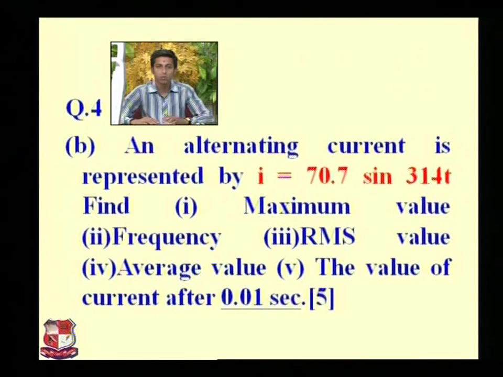Here the alternating quantity is given in the data, which is I equal to 70.7 sin 314t. From this one equation of current we have to derive 5 quantities: maximum value, frequency, RMS value, average value, and value of current at the given time of 0.01 second. 5 quantities and 5 marks. Okay, so let us go with the example.